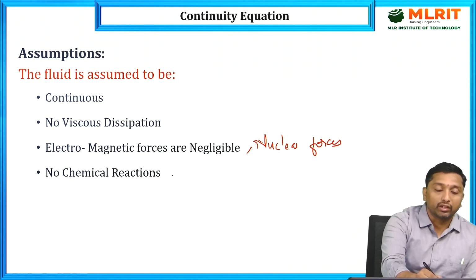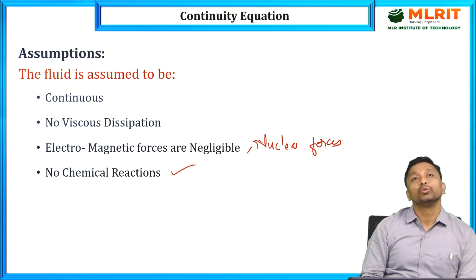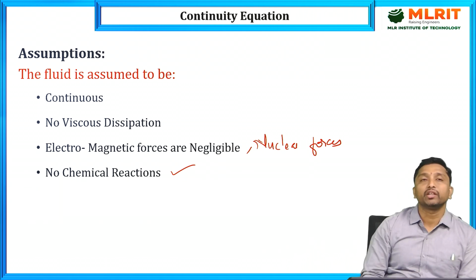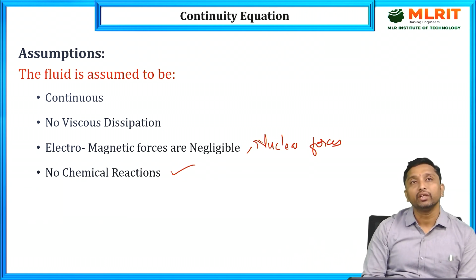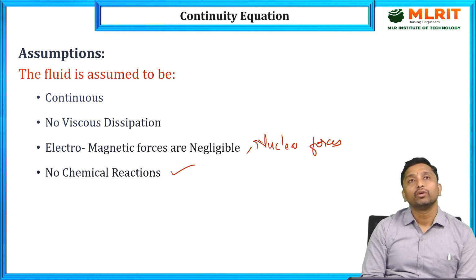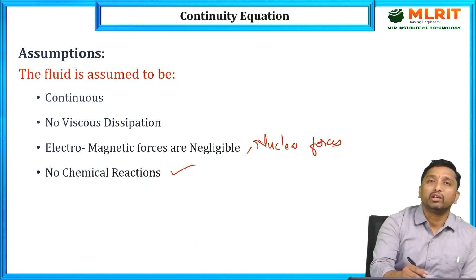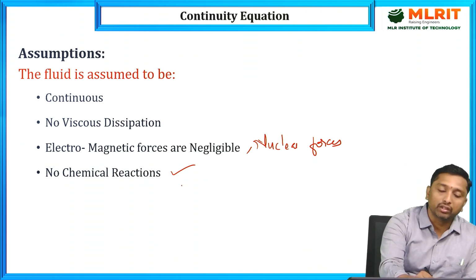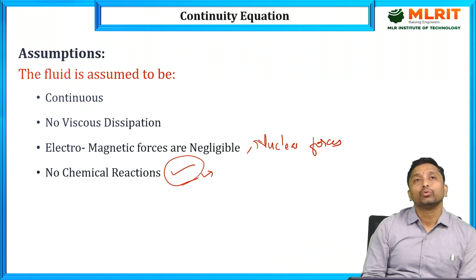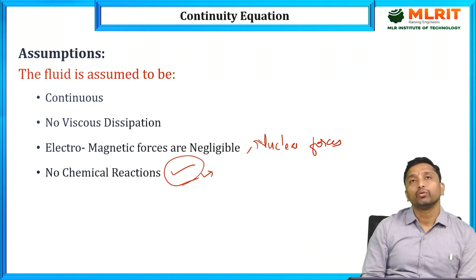And next important assumption is no chemical reactions. So we have seen that whenever there is a chemical reaction, there might be change in phase of the fluid, or there might be change in the mass characteristics of the fluid. So we are trying to eliminate those and make our derivation a simple phenomena by considering there is no chemical reactions in the fluid.